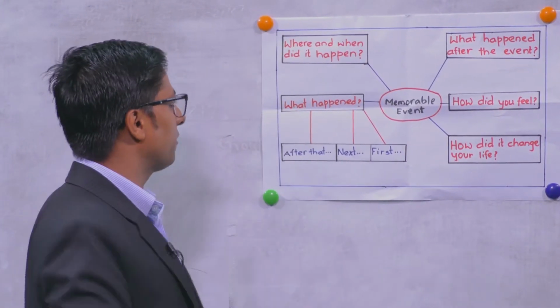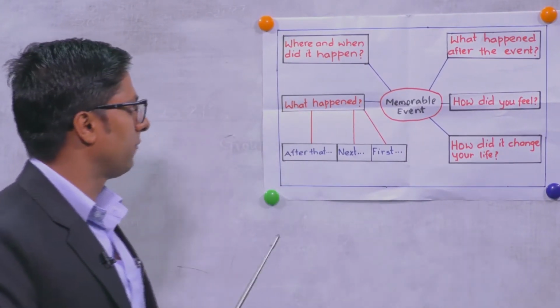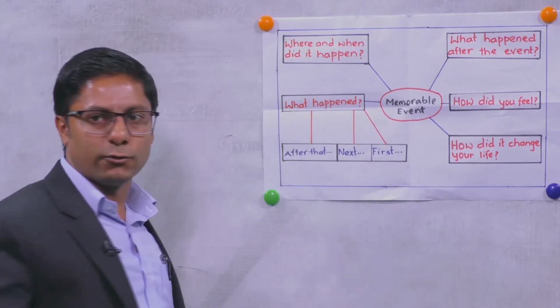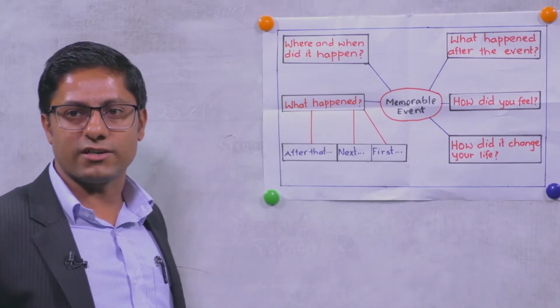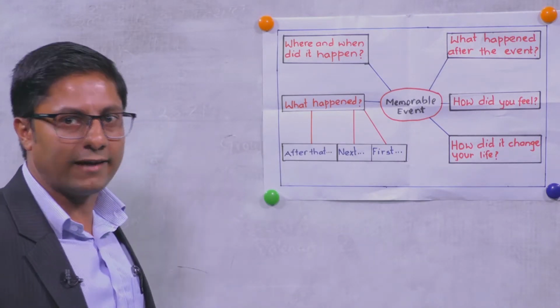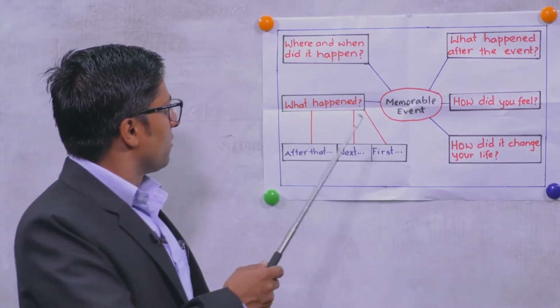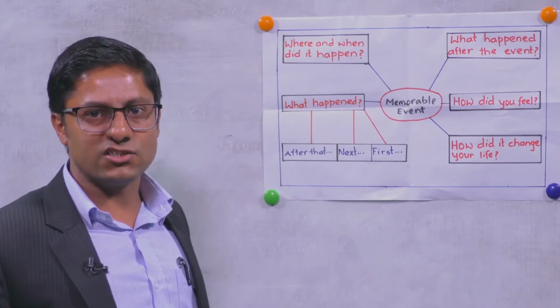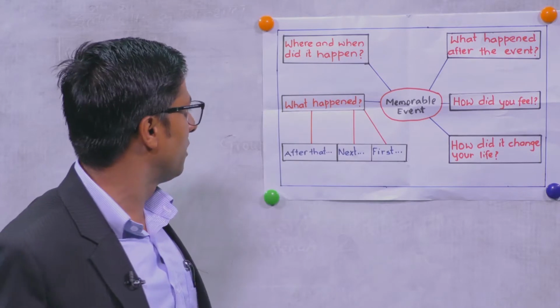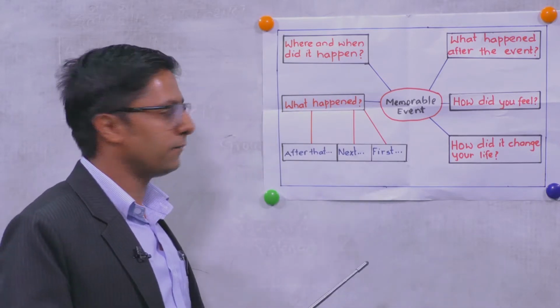When did it happen and where did it happen? For example, maybe when you were a small child, maybe when you were a school student studying in class 5, 6, or like that. Similarly, it might have happened in your school, in your village, or in some cities or towns. So think of the place also.